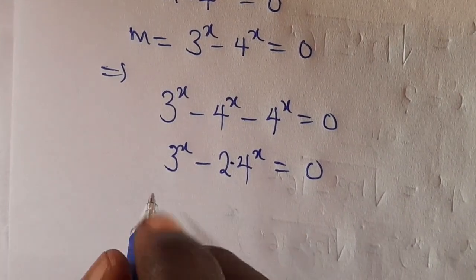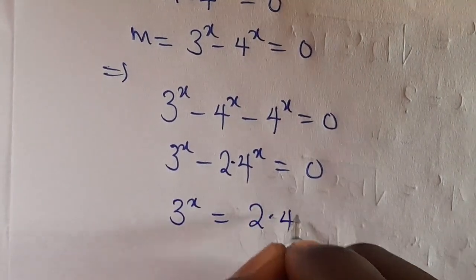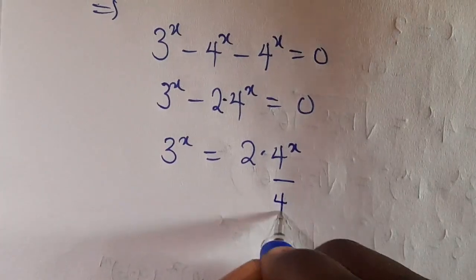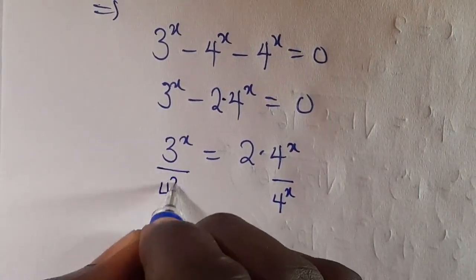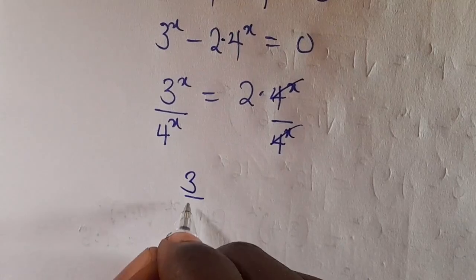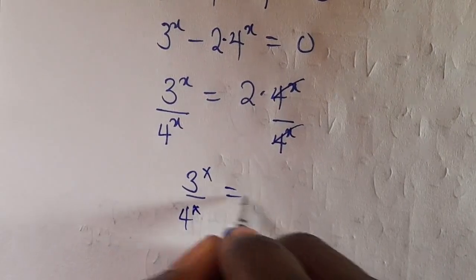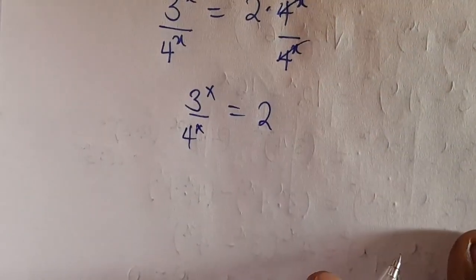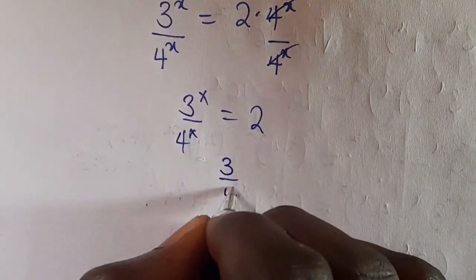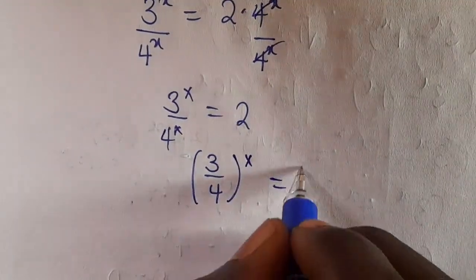Now, when you take this one to this side, we have 3 to the power of x equals 2 multiplied by 4 to the power of x. When you divide through by 4 to the power of x, this will take away this. So we have 3 to the power of x divided by 4 to the power of x equals 2. So by applying the law of indices to this one, we have it to be (3 divided by 4) all to the power of x equals 2.